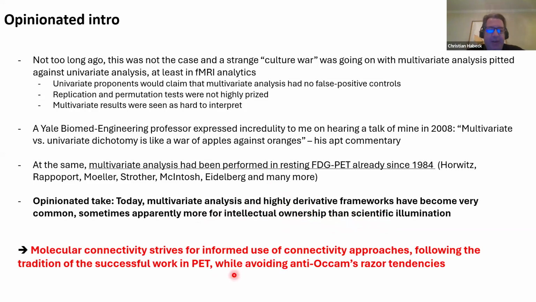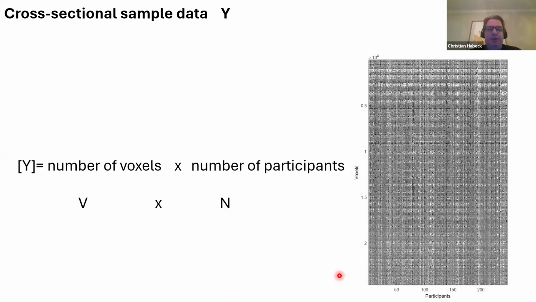So I want to say the spirit of this talk is that we, molecular connectivity techniques, strive for an informed use of connectivity approaches. I'll be focusing mainly on PCA today. And we want to follow this great tradition, and we want to make it as complicated as it needs to be, but no more. So we want to avoid these anti-Occam's razor tendencies that can sometimes be observed. And I always show this with some very simple theoretical motivation.